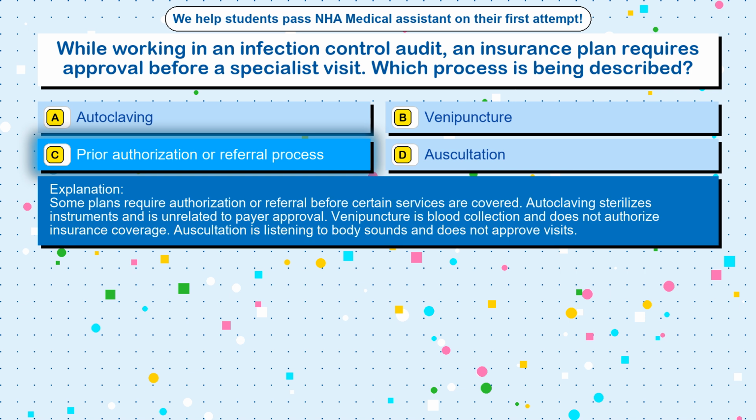Some plans require authorization or referral before certain services are covered. Autoclaving sterilizes instruments and is unrelated to payer approval. Venipuncture is blood collection and does not authorize insurance coverage. Auscultation is listening to body sounds and does not approve visits.